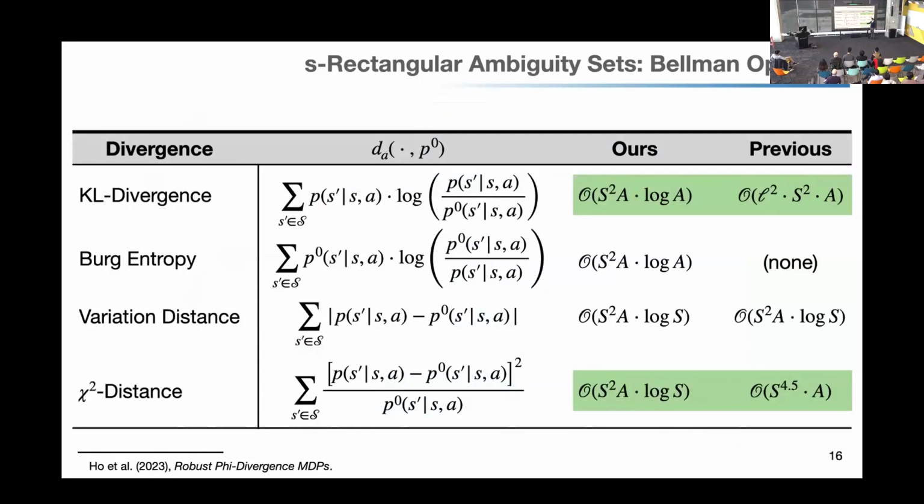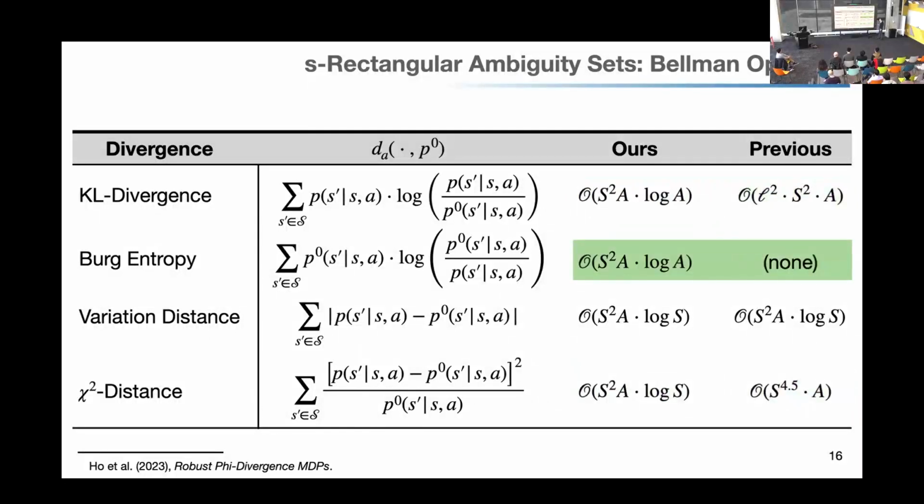And here are the runtimes of our algorithms. I ignore, for lack of space, the log error term. And on the right, we compare it against the previous state of the art, the fastest algorithms that have been proposed in the literature for those divergences over the Bellman operator. And what we can see is that for several divergences, we get better runtime estimates than the previously best known algorithms, whereas for others, we get algorithms quite easily where no previous algorithms have been known.